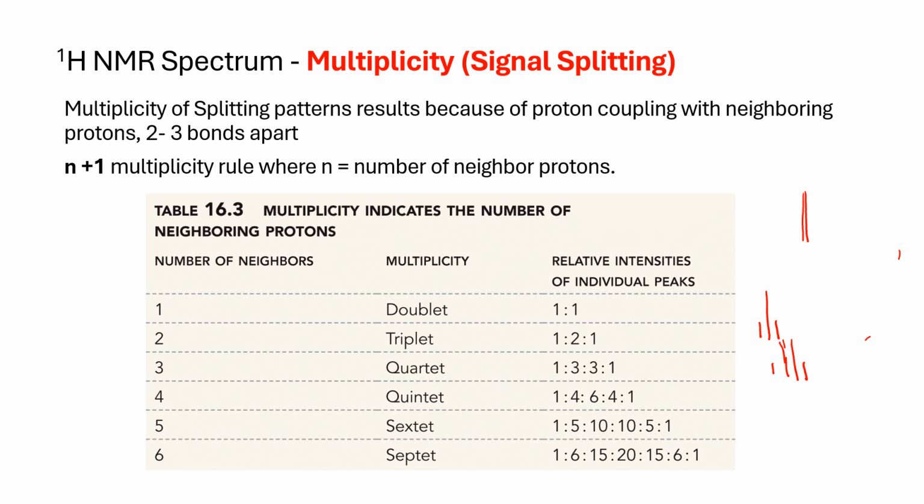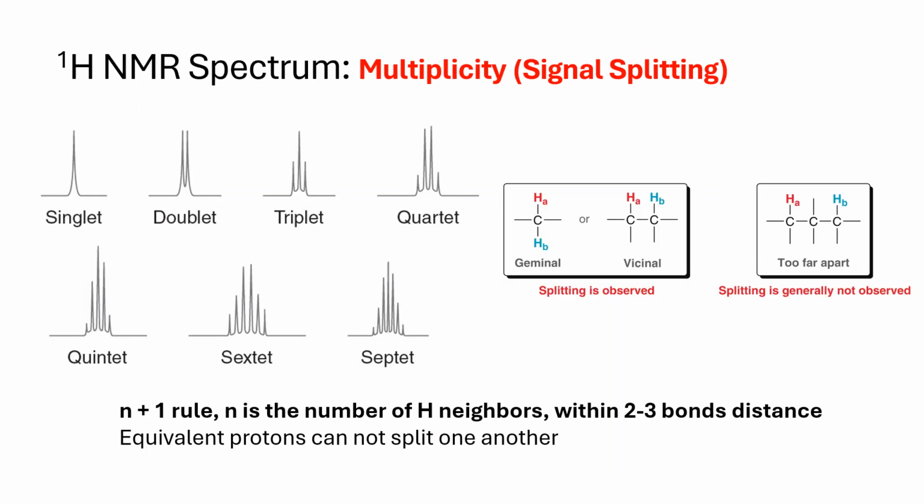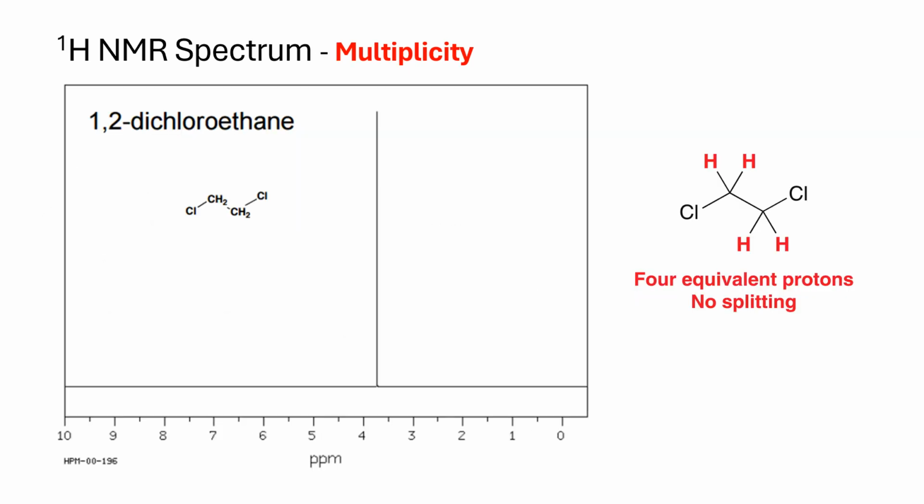And typically we use letters here like D, T, and Q. But for those further down, you're going to have to say quint, sext, and sept to be able to differentiate. In many cases these are not resolved, and so we call that M, a multiplet. These are how they look, what we did. And now we are doing some examples of molecules.